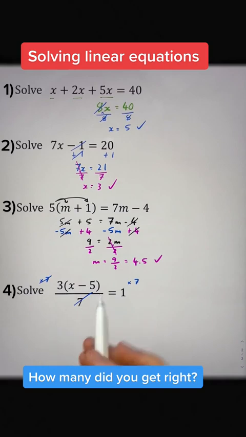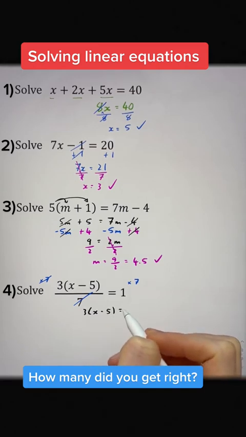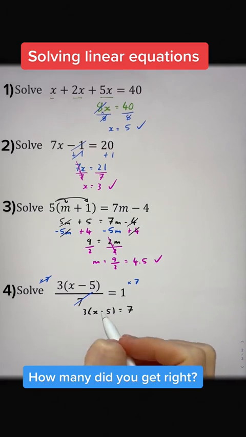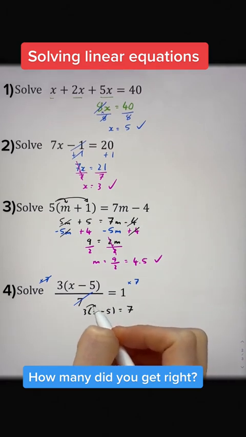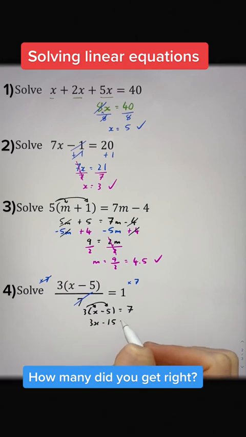Therefore I'm just going to be left with the numerator, which in this case is 3 and in brackets x minus 5. And the right hand side, 1 times 7 will give us 7. Expand a single bracket, whatever's directly outside, I'm going to multiply by each term directly inside. 3 times x will give us 3x, and 3 times negative 5 will give us negative 15, and I've still got the 7 on the right hand side.